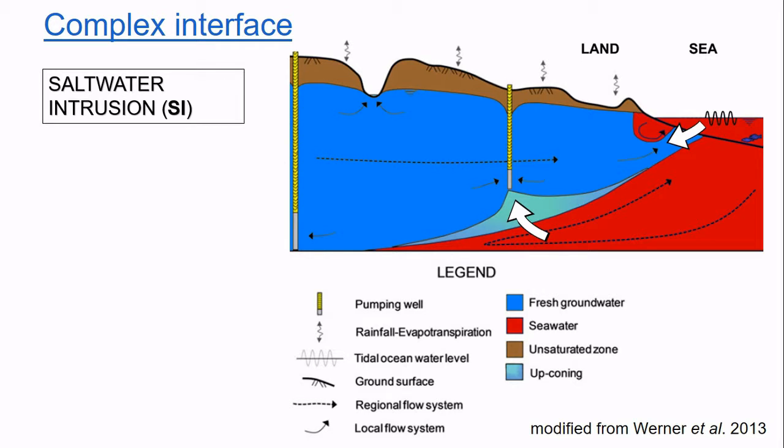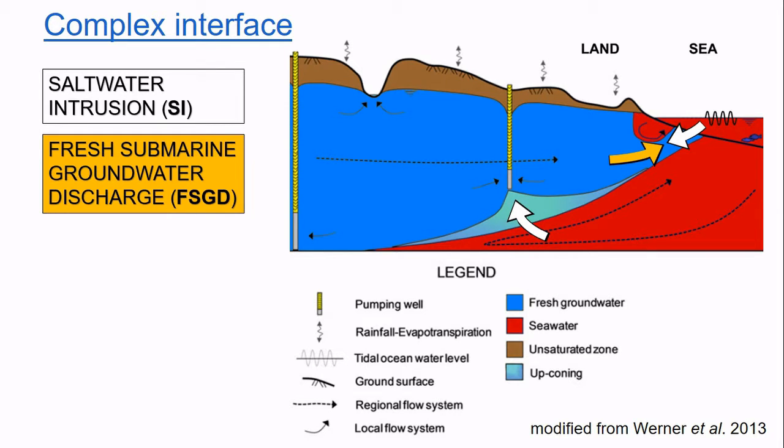This can, for instance, be influenced by pumping of groundwater, as you can see here in the middle, but also by climate variations. Next to the saltwater intrusion, there is also an outflow of fresh groundwater, which we call fresh submarine groundwater discharge. This creates a gateway for nutrients, but also pollutants, towards shallow coastal environments.